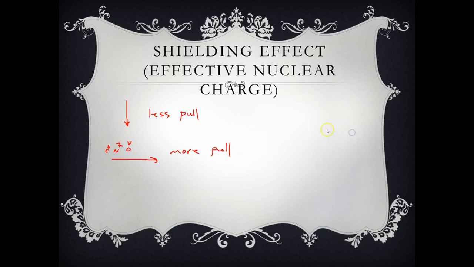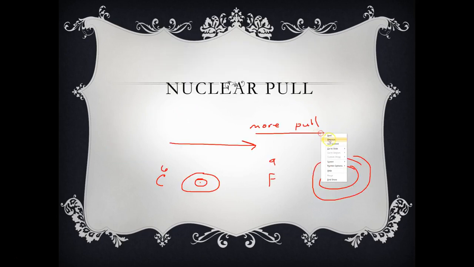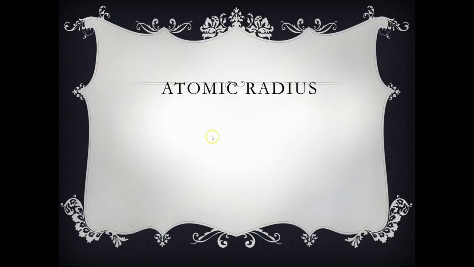Okay, we talked about shielding. Atomic radius. Here's our first trend. Let me just first tell you the trend. The trend in atomic radius is that it increases down a group and it increases from right to left.